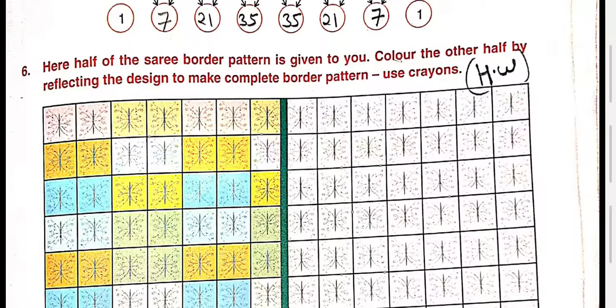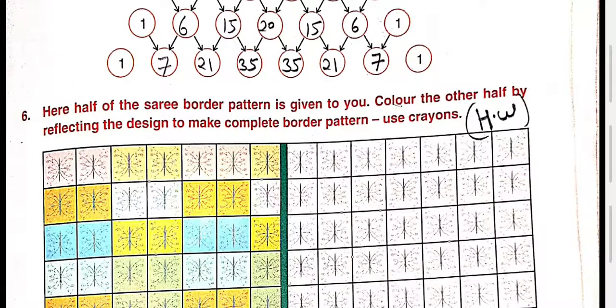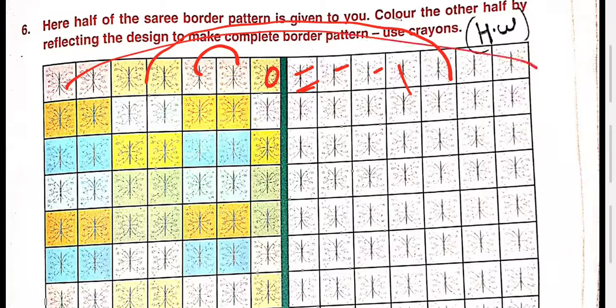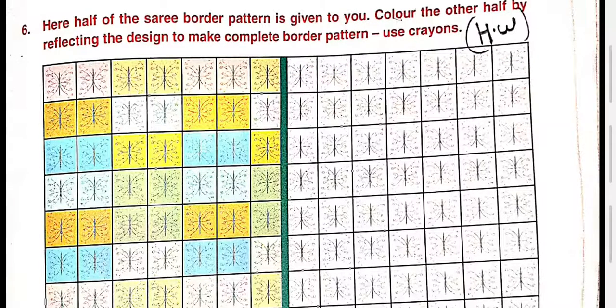Now question number 6 is the last question. Here half of this square border pattern is given to you. Color the other half by reflecting the design to make a complete border pattern. Okay, you have to color. So suppose they have yellow color, so you have to color yellow by yourself here. They are light yellow, then draw light yellow here, then again yellow, then circle 2 yellow, and then again 2 light. It means that you have to use the same colors. One yellow here, then one yellow here. Okay, one white here, one white here, one yellow here, one yellow here, and here 2 yellow, then 2 yellow here, 2 green, 2 blue, then 2 blue here, like that you have to make it.